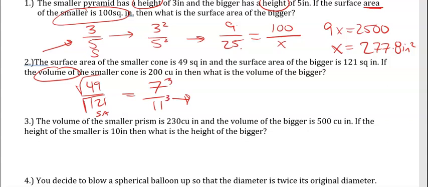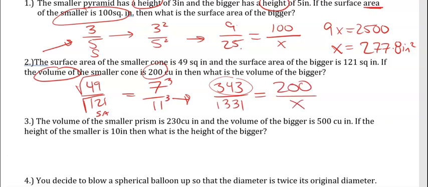7 cubed is 343. 11 cubed is 1331. That does not mean that one volume has to be 343 and one of them has to be 1331, which means that's the ratio. So now, the smaller one is definitely not 343, they tell us that it's 200. So I'm going to put a 200 there, and then I put an X here.